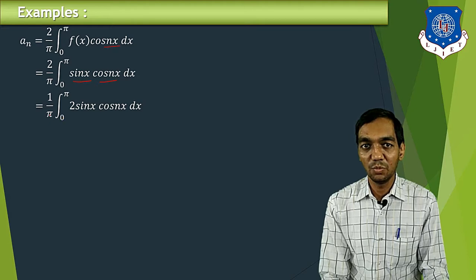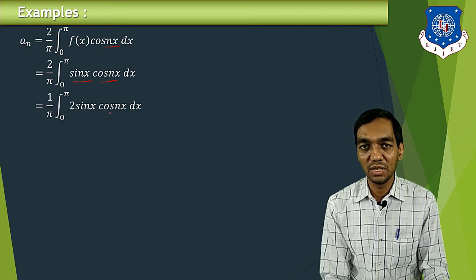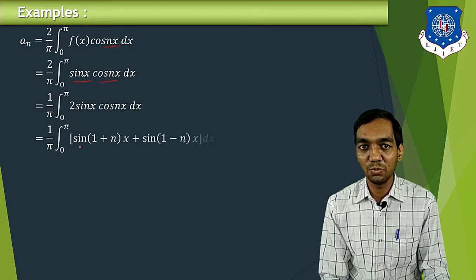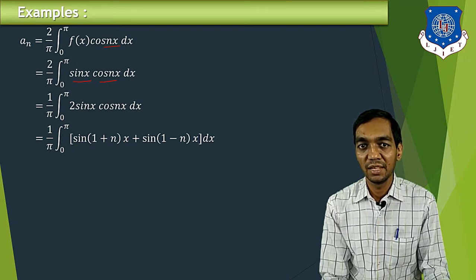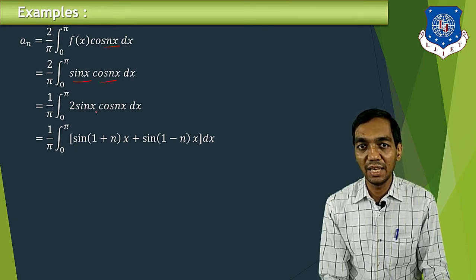So multiply this 2 inside. That will give you 1 upon pi, integral 0 to pi, 2 sin x into cos nx. That means you have 2 sin A cos B, and 2 sin A cos B is sin(A plus B) plus sin(A minus B). So you will have 1 upon pi, integral 0 to pi, sine of x plus nx, x common out, that will give you sine of (1 plus n) into x, plus sine of x minus nx, that will give you sine of (1 minus n) into x dx.